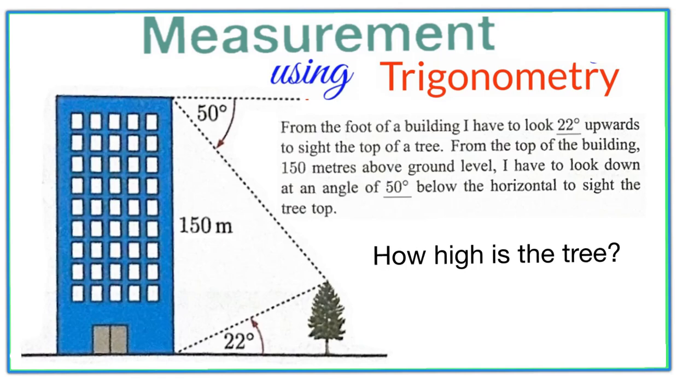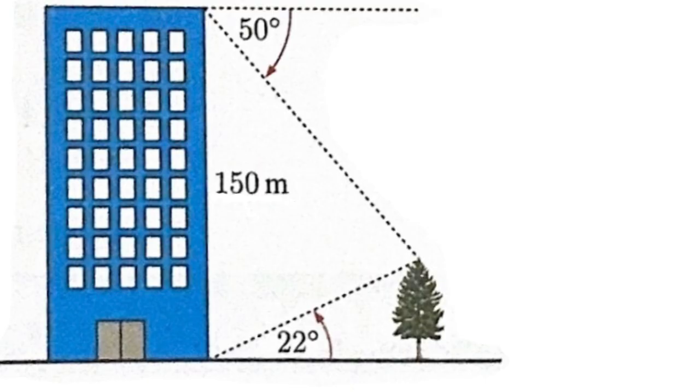I'm going to use trigonometry to determine how high the tree is using the following information. What information do I need to calculate the height of this tree? I could use trigonometry since this triangle is right-angled, and I have an angle of 22 degrees. But I need to calculate one other side.